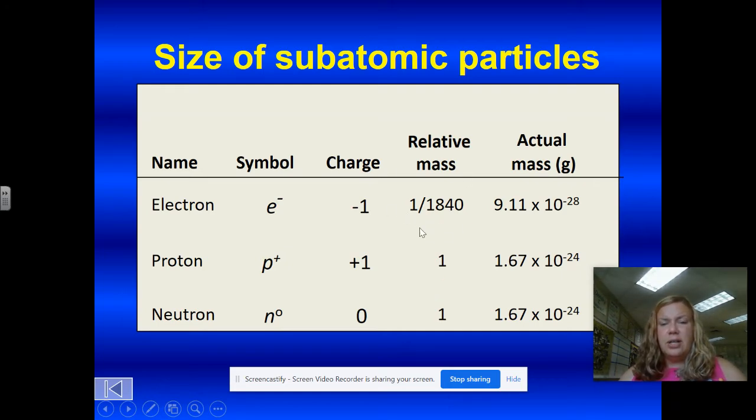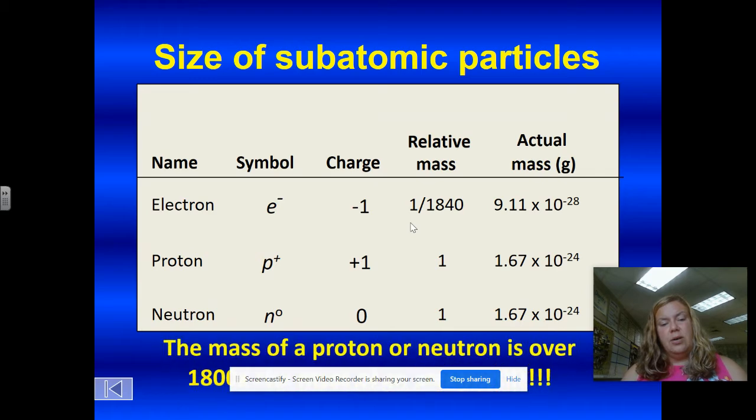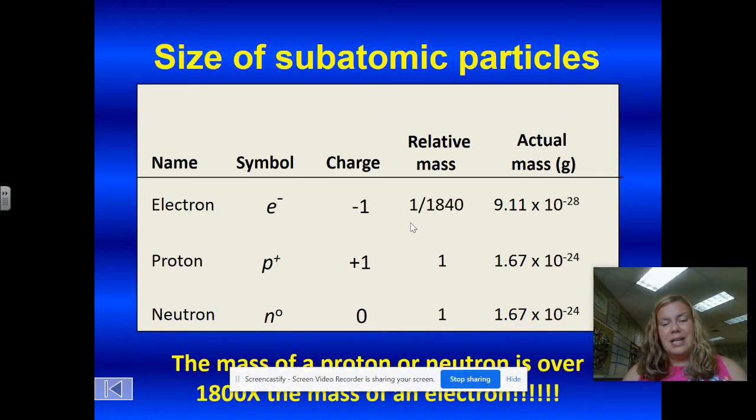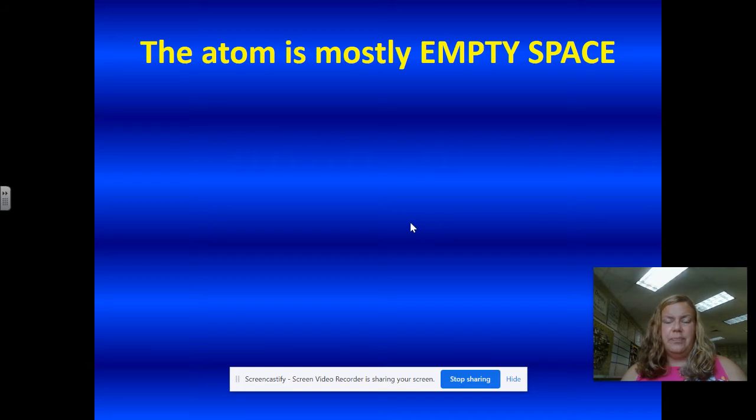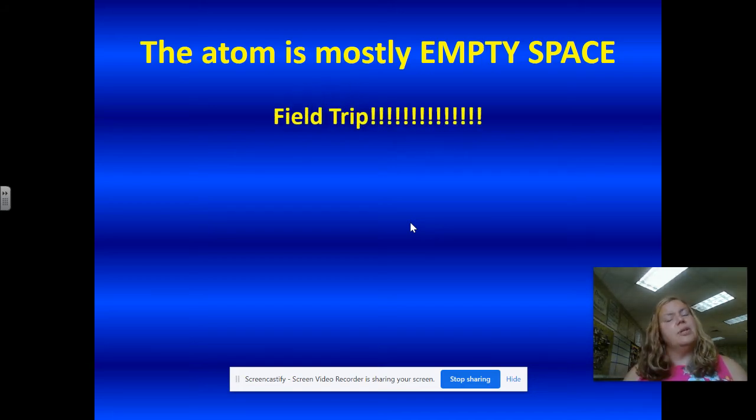But look, this electron is 1/1800th the size of a proton or a neutron. So these protons and neutrons are 1,800 times the mass of an electron. The reason this is important is that when we calculate mass number or average atomic mass of an atom, we don't calculate the electrons. The mass of the electrons is actually negligible, so we don't even need to worry about that. Again, the mass of a proton or neutron is 1,800 times the mass of an electron. So the atom is mostly empty space.